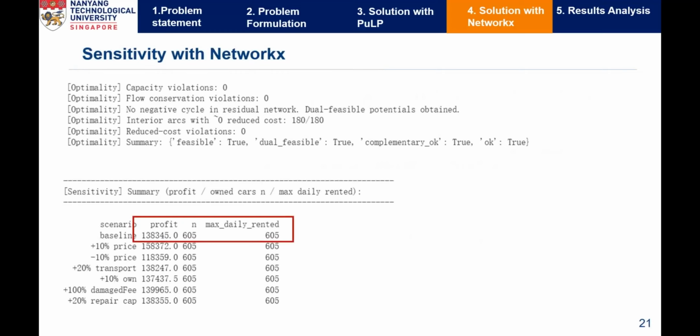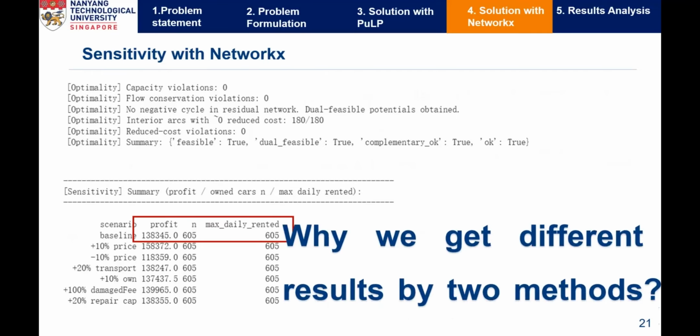Overall, this approach yields an auditable model, fast solve, and an integer plan that is operationally ready with minimal loss in profit. And why do we get different results from these two methods? Let's go to the next part.